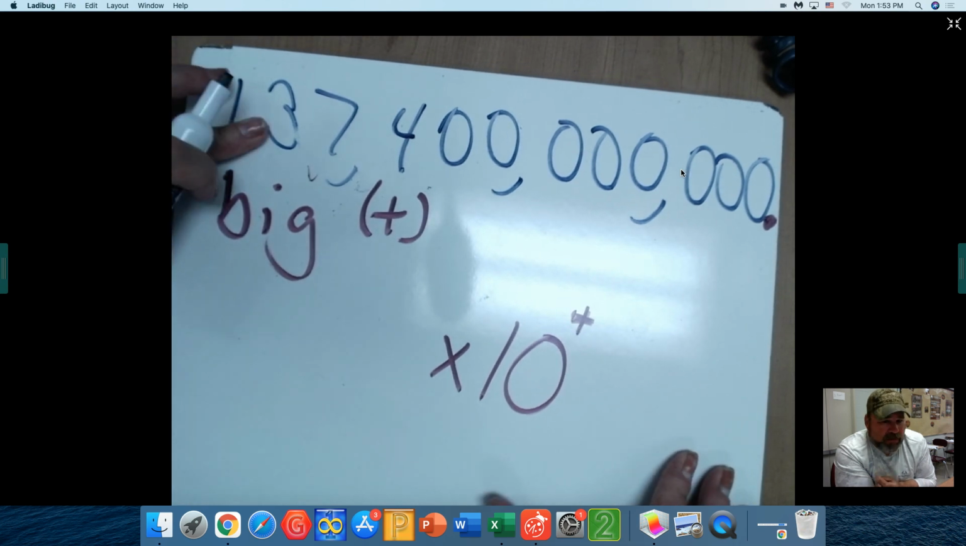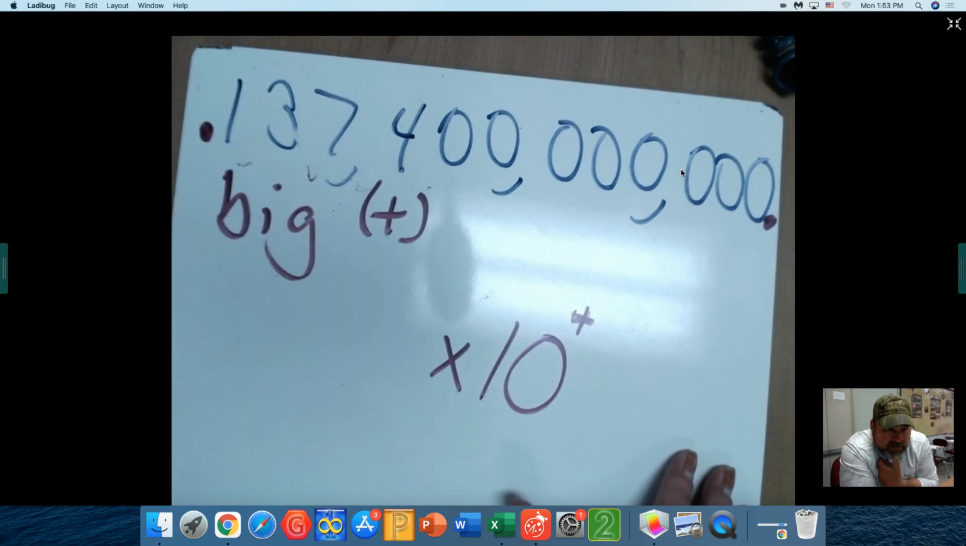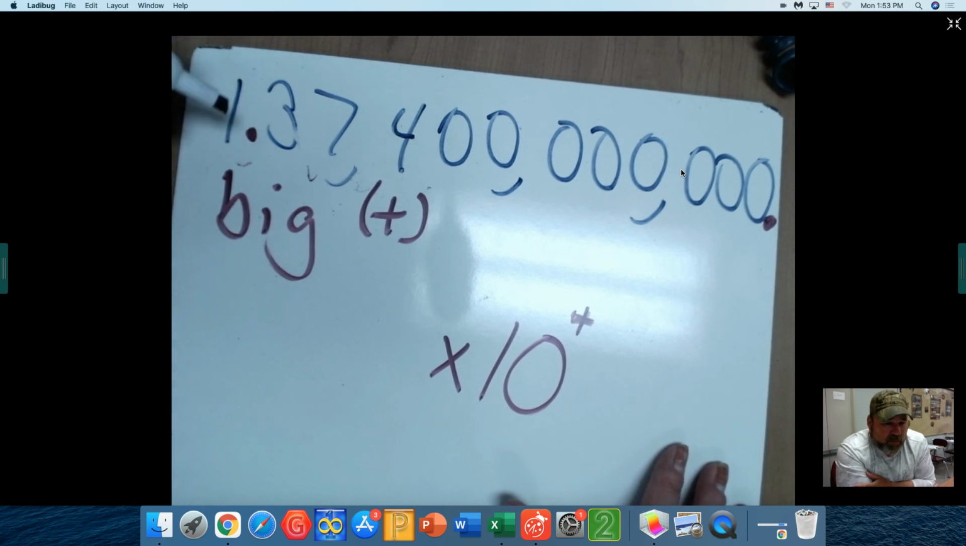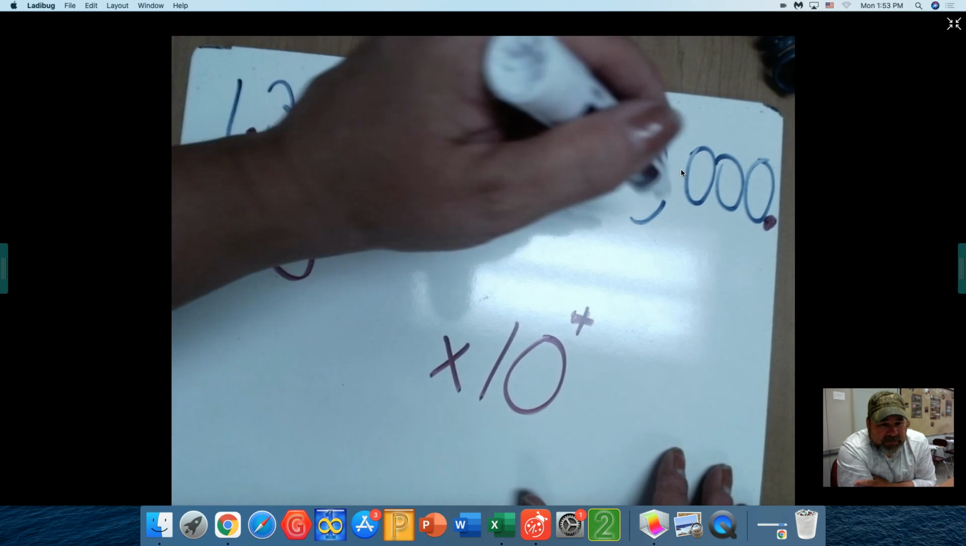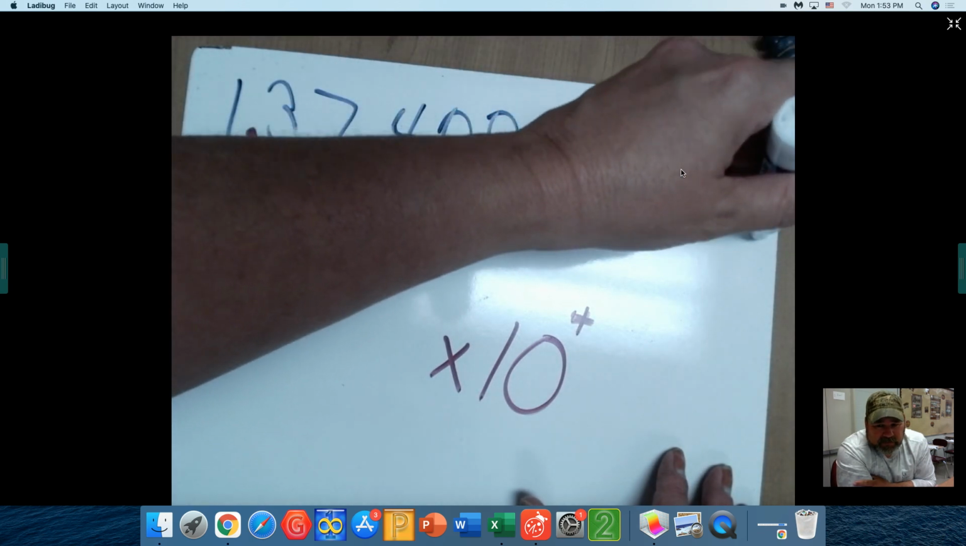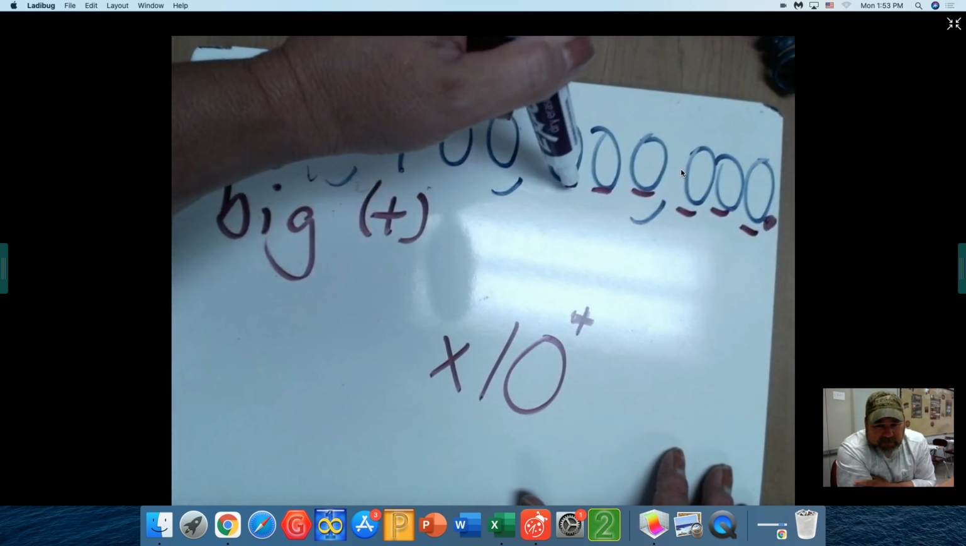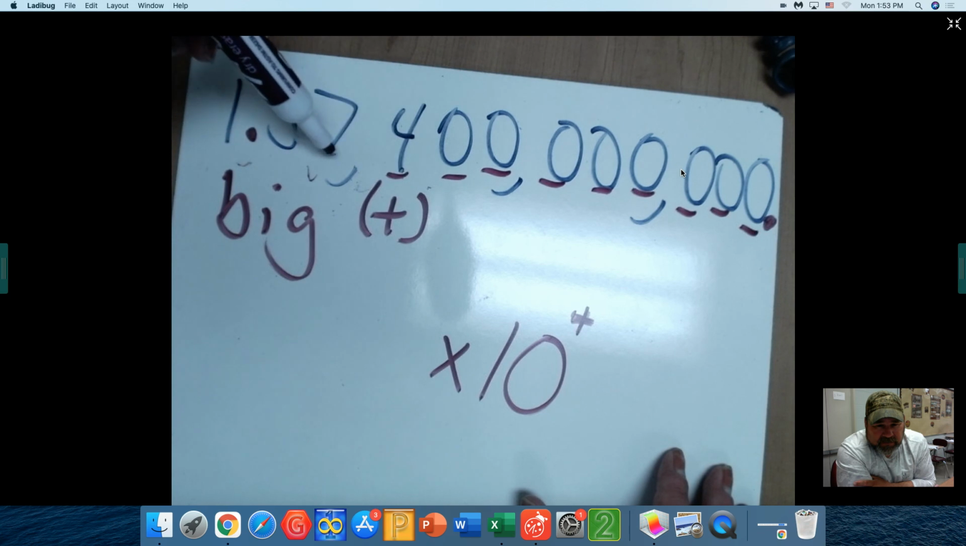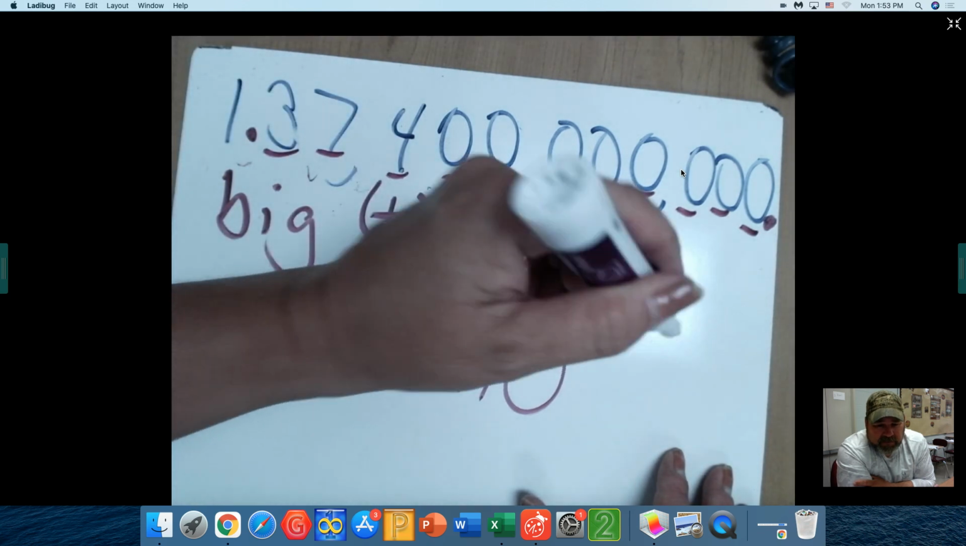We need 1 number to the left of the decimal. Can I move it one more though? But then I wouldn't have a non-zero number to the left of the decimal. Okay, so I've got to stop before the 1. Now I've got to count how many spots I moved it. 1, 2, 3, 4, 5, 6, 7, 8, 9, 10, 11. So it'll be to the 11th.